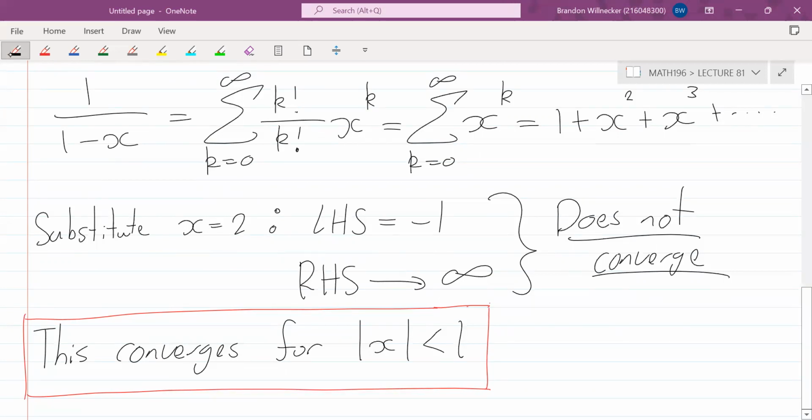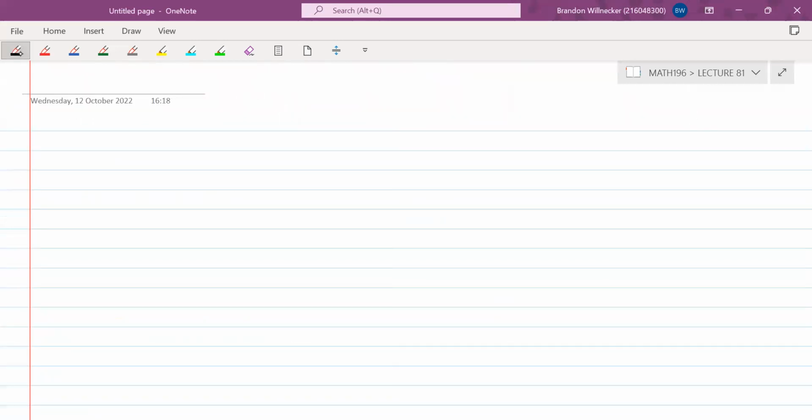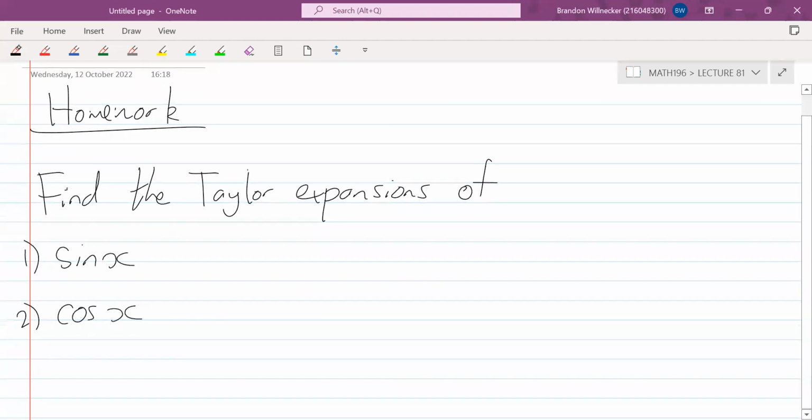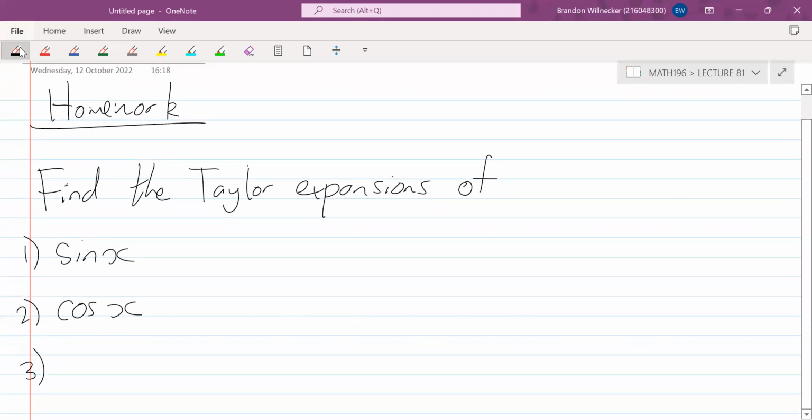Okay, let's give you some homework to try. So find the Taylor expansions of sine x, cosine x, and the natural log of 1 plus x. So find the Taylor expansions of those.